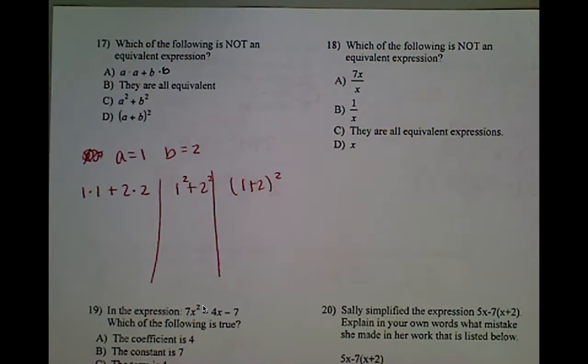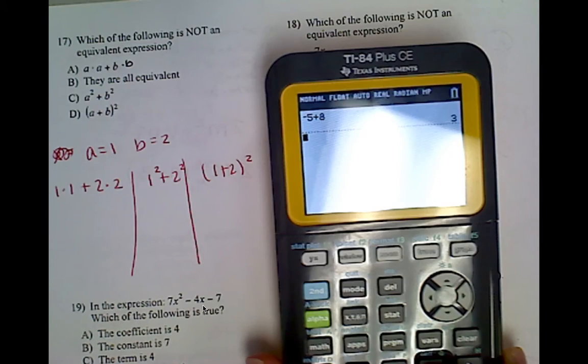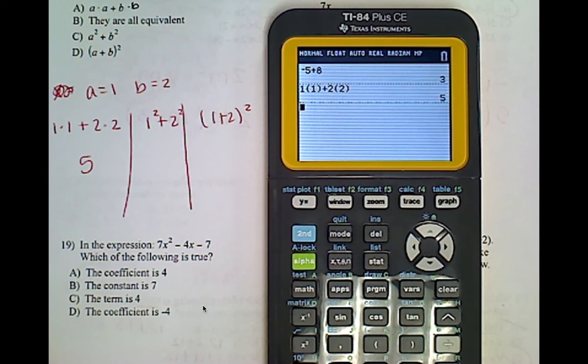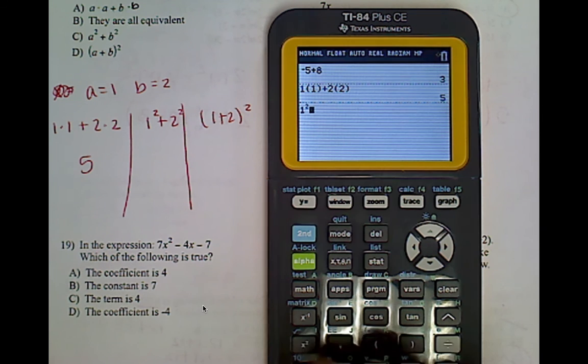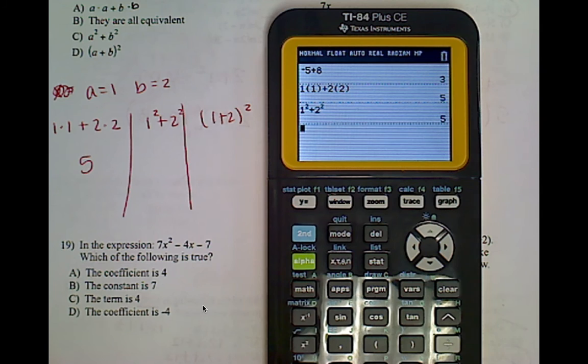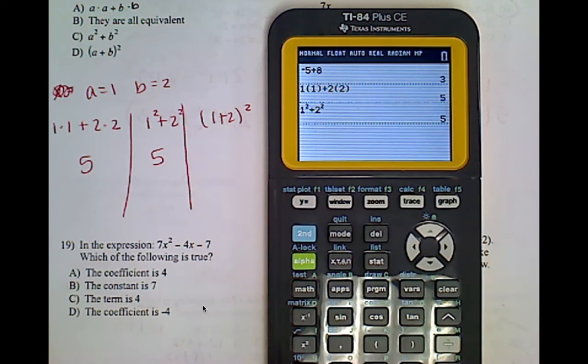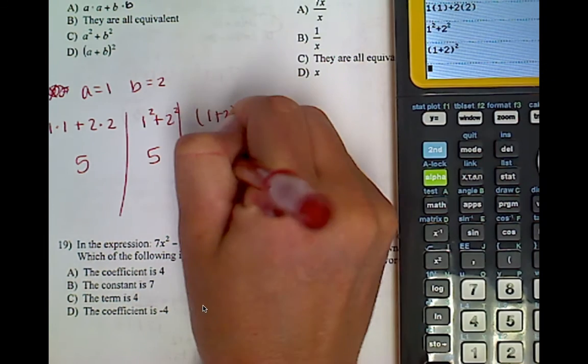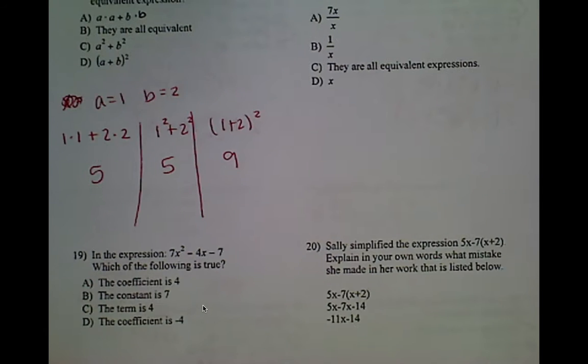So when I put these in my calculator, the first one, 1 times 1 plus 2 times 2, gives me 5. The next one, 1 squared plus 2 squared, gives me 5. And the last one, 1 plus 2 in parentheses, and then that whole thing squared, gives me 9. Okay, once again, the outputs are different, so therefore they're not all equivalent.